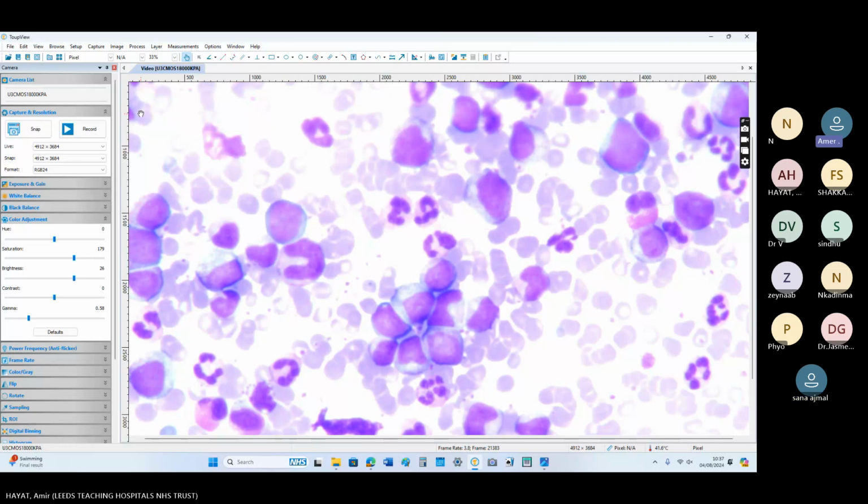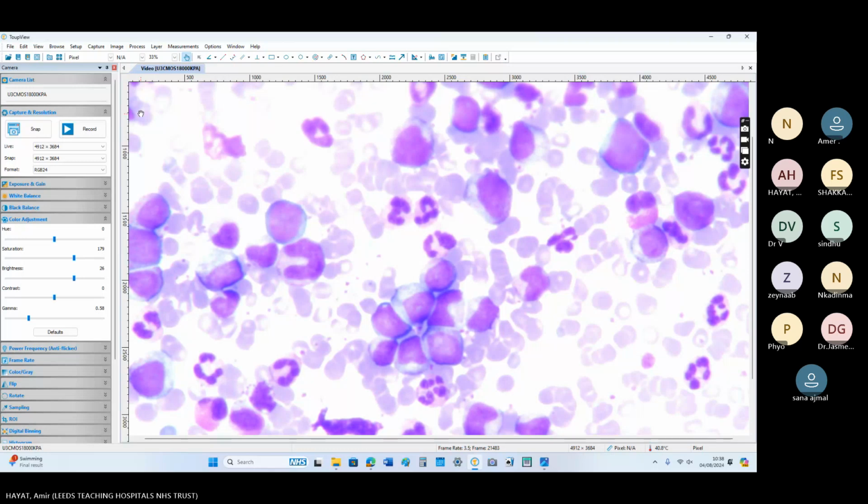So now you have done the BCR-ABL1 for this patient, which is positive, blasts are 8%, and this patient is diagnosed as chronic myeloid leukemia in chronic phase, not in blast phase. Chronic phase, yes, okay.